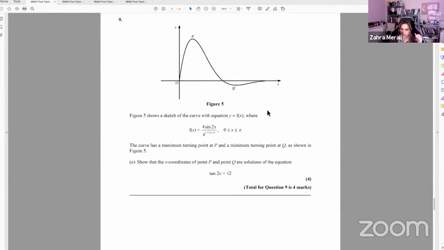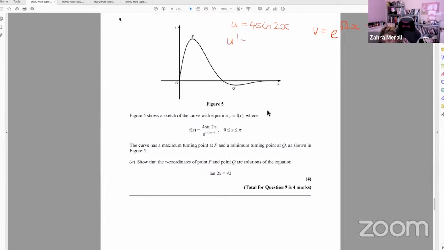Figure 5 shows a curve. Okay, so we're going to use the quotient rule again, because we've got 2 things divided by each other. So you've got u equals 4 sin 2x, and v equals e to the root 2 x, minus 1.